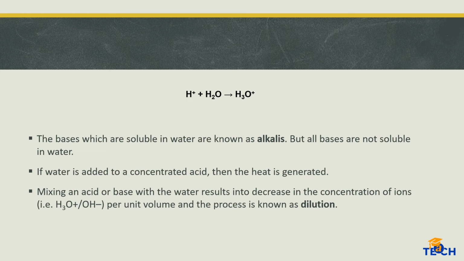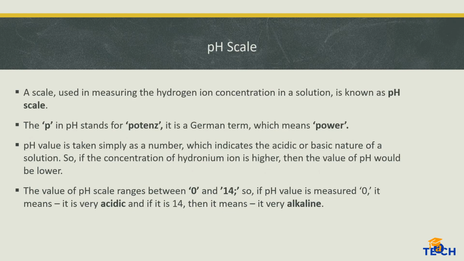If water is added to a concentrated acid, then heat is generated. Mixing an acid or base with water results in a decrease in the concentration of ions, that is H3O+ or OH- per unit volume, and the process is known as dilution. A scale used in measuring the hydrogen ion concentration in a solution is known as the pH scale. The P in pH stands for potenz. It is a German term, which means power.